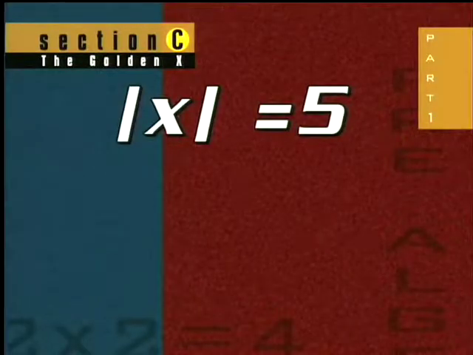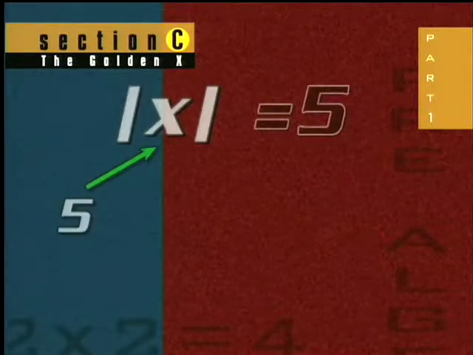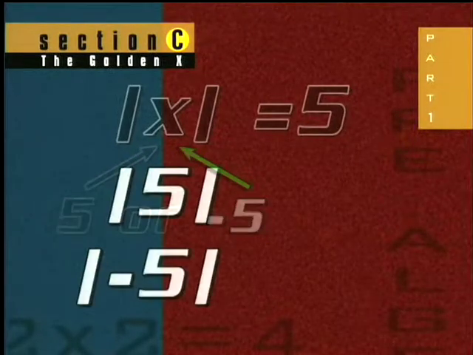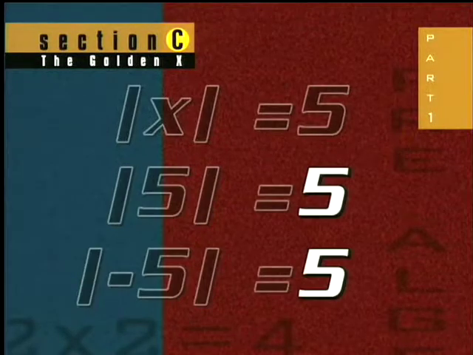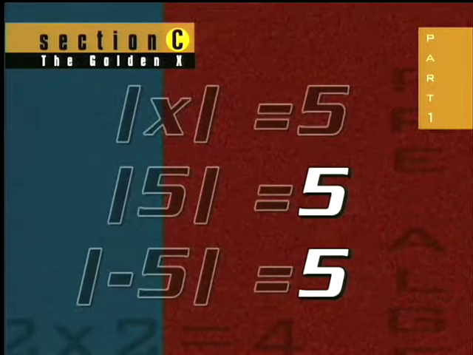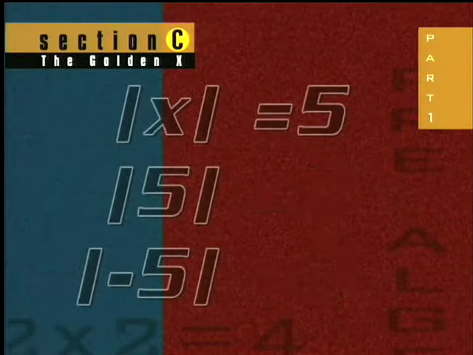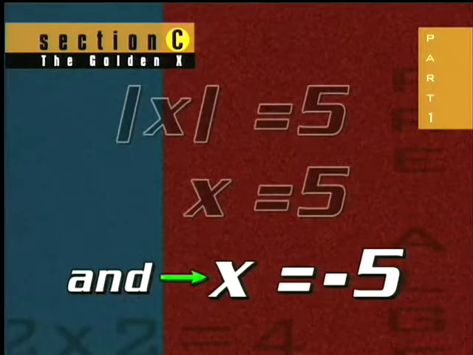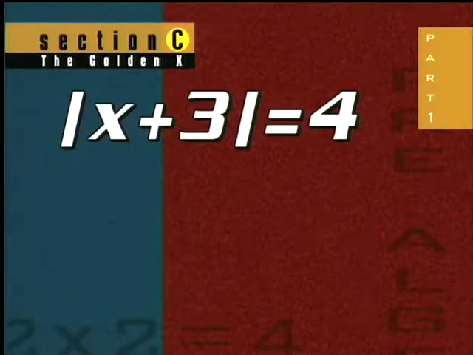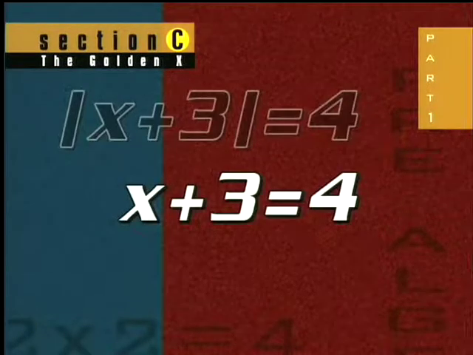If we've got the absolute value of x equals positive 5, the x itself can be either positive 5 or negative 5. This is because the absolute value of both positive 5 and negative 5 is positive 5. This means we've got to consider both possibilities. So, if we're asked to give a value for x, we have to give two answers, positive 5 and negative 5.